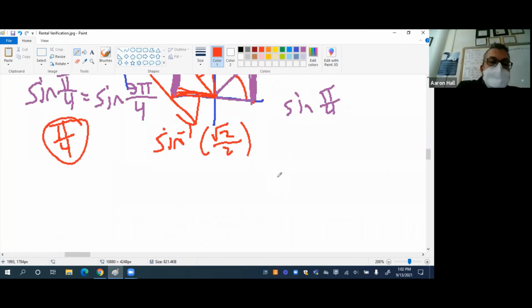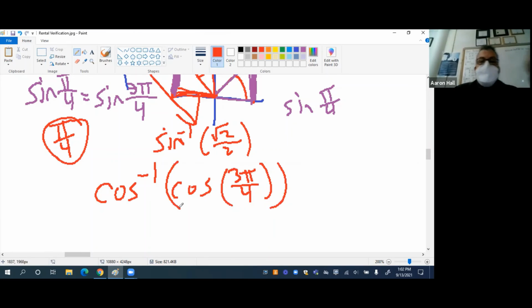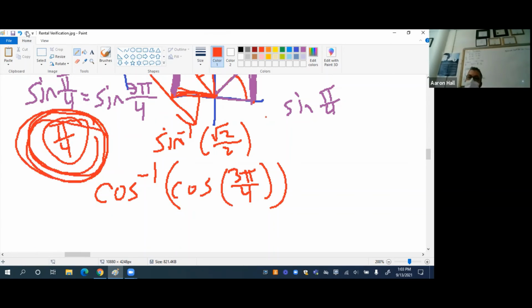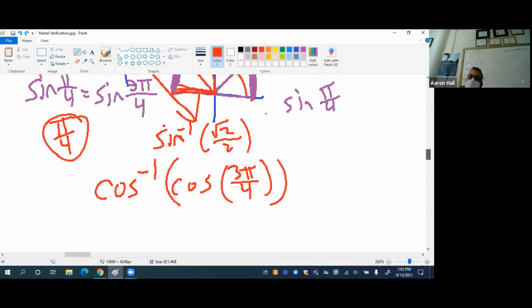What if I have cosine? Let's do the same one. Inverse of cosine of 3 pi fourths. It would be, this is the answer? Wait, actually, it would be the one that is closest. Positive. Yeah.